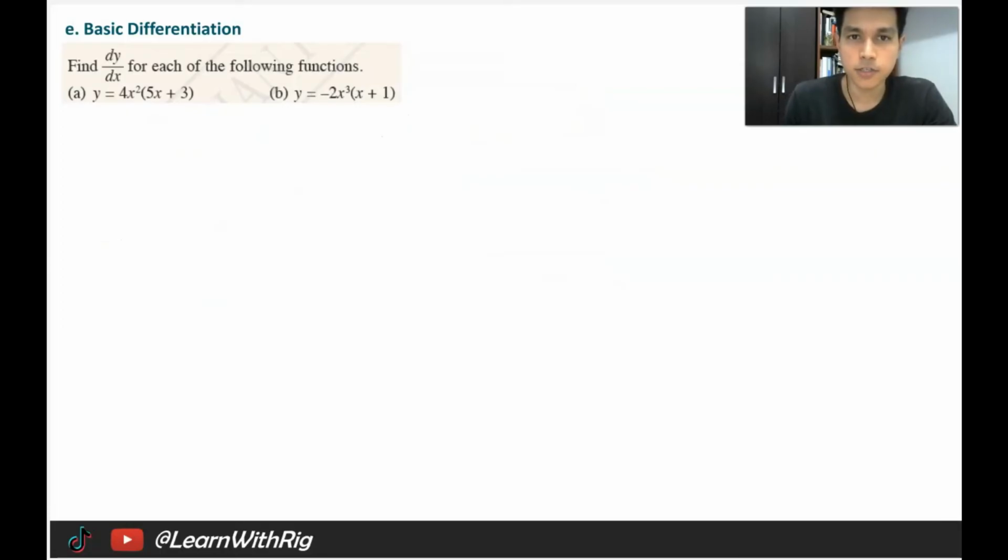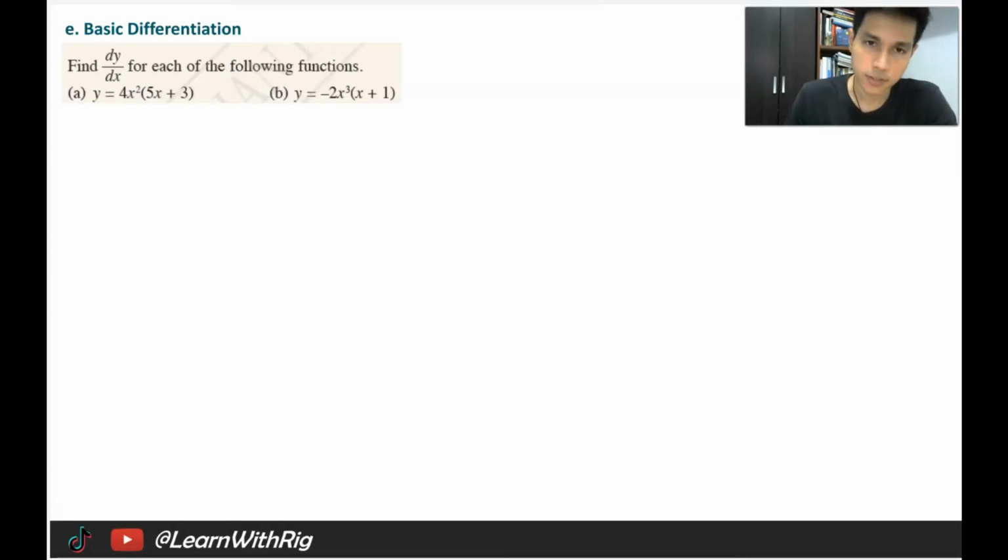Find dy/dx for each of the following functions. In this case, what is going to happen? Actually you can just expand it, but since we have already done so many expansions, I'm going to use the product rule. Before that, I want to tell you something. Some of you might confuse yourselves between the product rule and the composite function method.